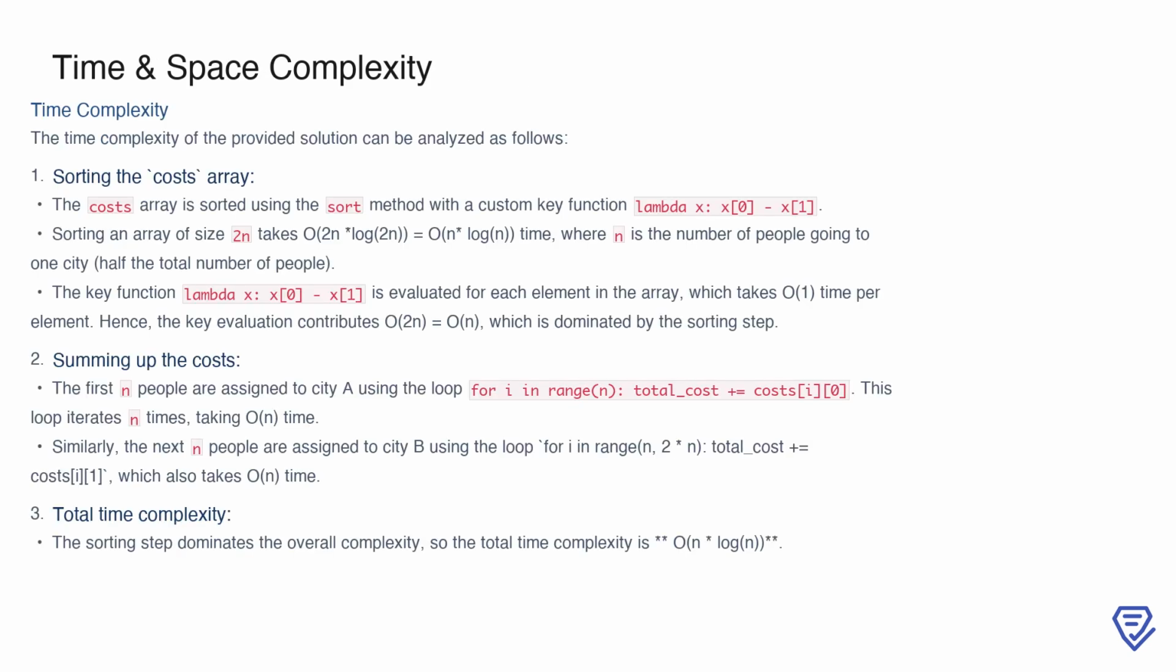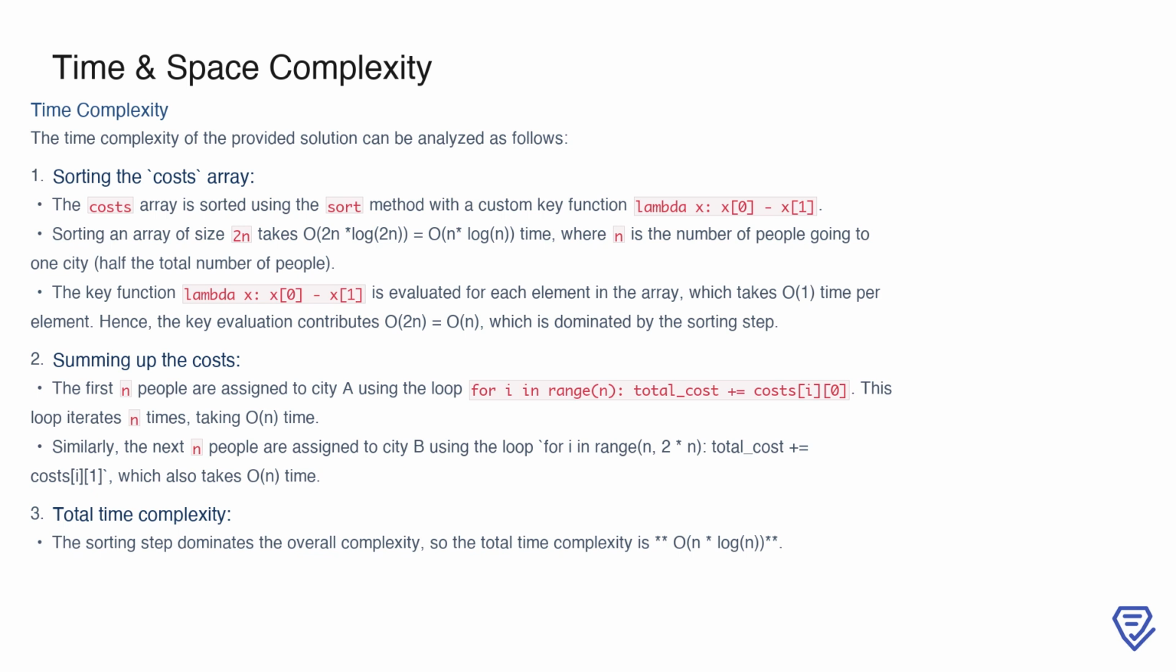To analyze the time complexity of this solution, we start with the sorting step. The costs array is sorted using the sort method with a custom key function that calculates the difference between the costs of city A and city B for each person. Sorting an array of size 2n takes n log n time, as the dominant factor in the sort operation is the comparison process. The custom key function, which evaluates the difference for each element, is executed in O(1) time per element, contributing a total of O(n) time. However, this is negligible compared to the sorting step, so it doesn't affect the overall complexity.